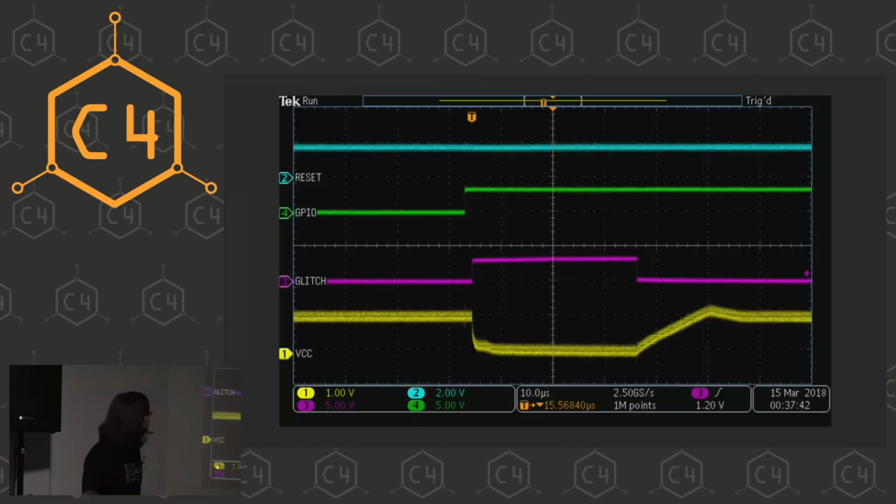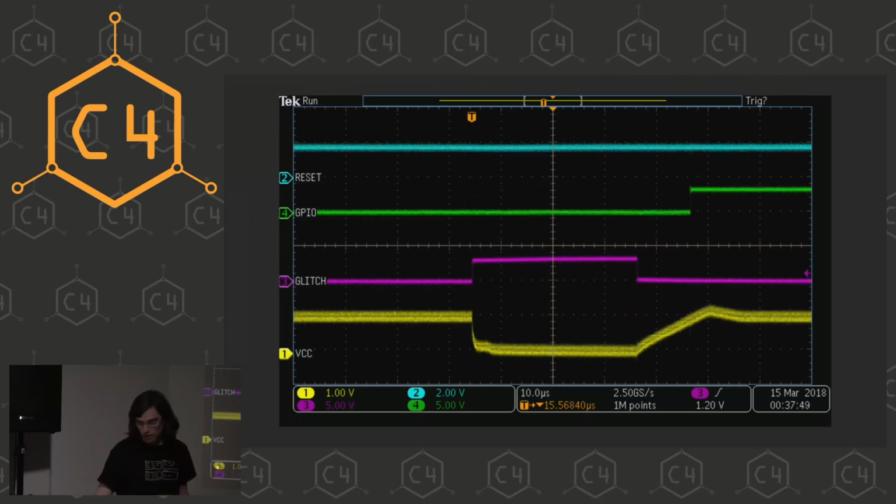So this is what it looks like. I zoomed in on the other side. So reset is already high. The boot ROM did its thing. Here the GPIO was high, and here I injected the glitch way too late. So I glitched my code. So we see the voltage rail going low and then slowly recovering here when the voltage regulator switched on again. And this went on and on. Like I tried multiple times.